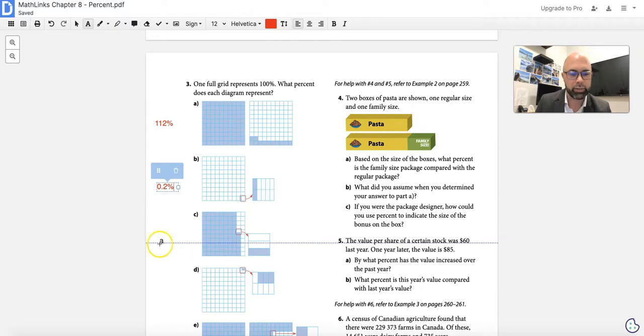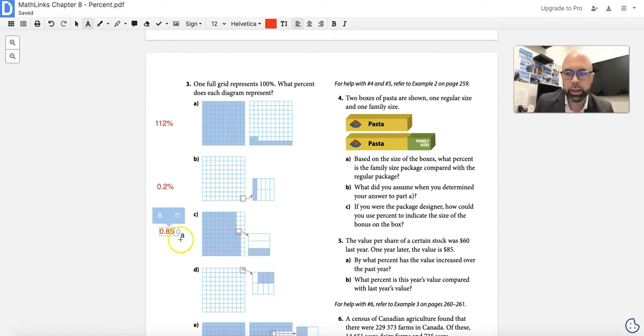Now we have a combination of whole numbers and fractional percents. So first of all, how many big cells, or regular size cells, do we have shaded in? We have 1, 2, 3, 4, 5 and change. So we're going to write 0.85, and it's going to be a fractional remainder.